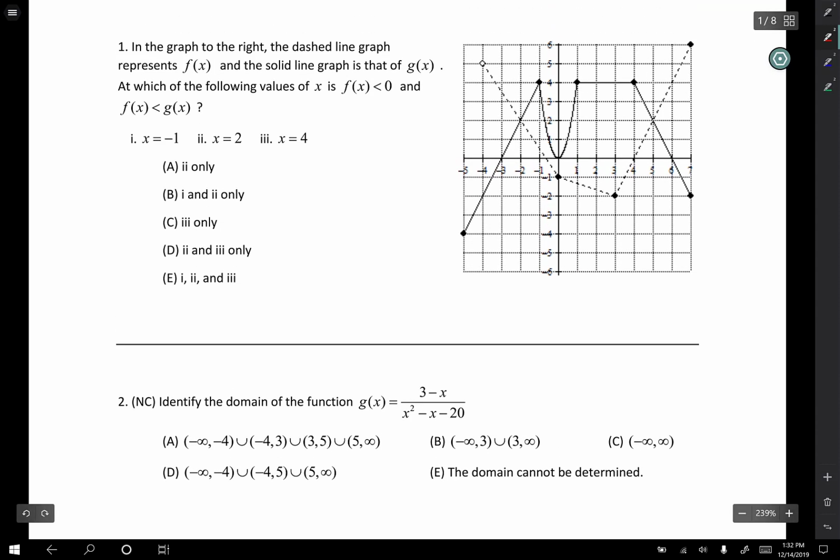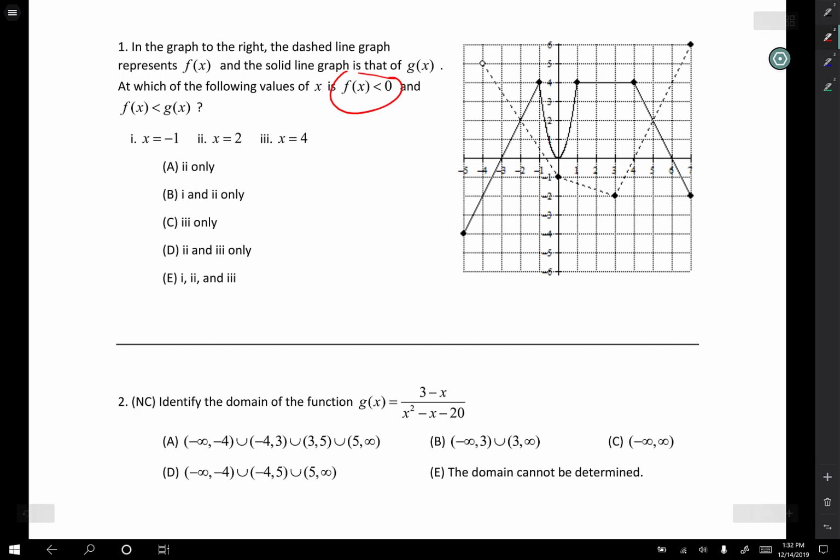In the graph to the right, the dashed line graph represents f of x, so the dashed line is f of x, and the solid line is g of x. So for which of the following values of x is f of x negative? That's what this means. And f of x less than g of x. Okay, so they give you three x values.